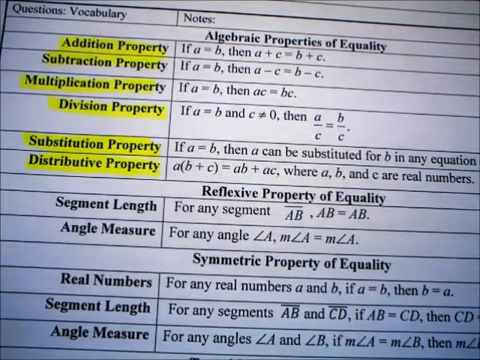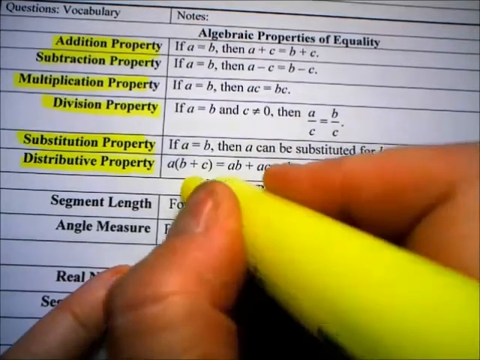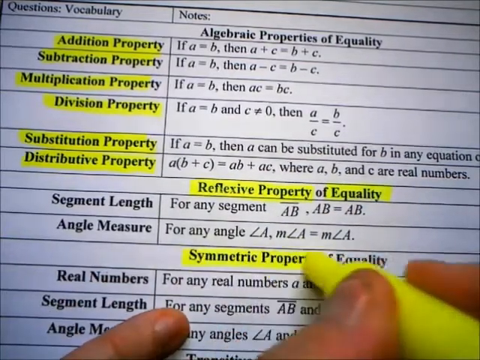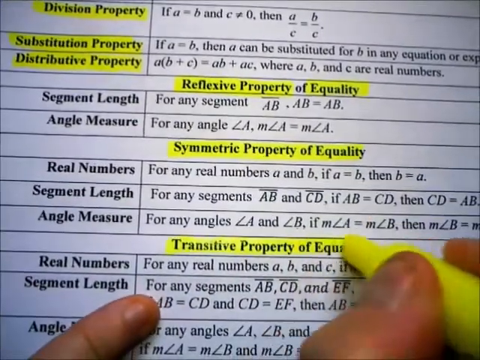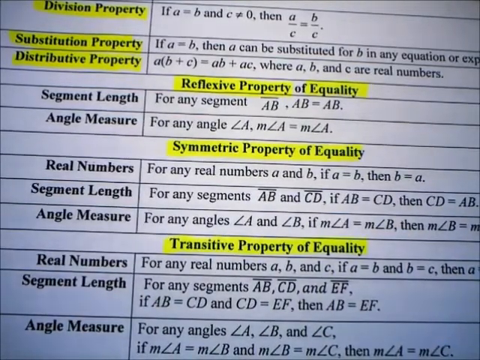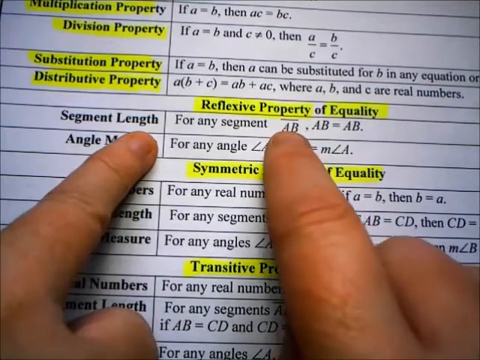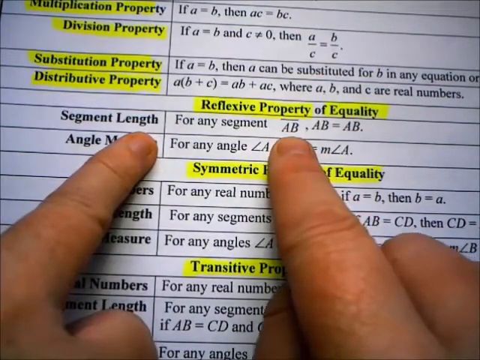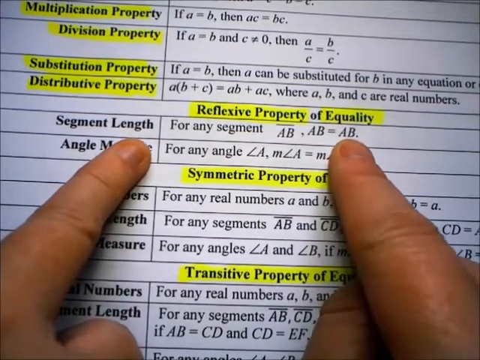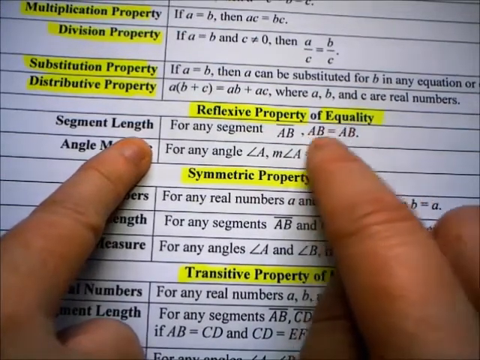When we're dealing with geometric items, such as segments or angles, we have a reflexive property of equality, we have a symmetric property of equality, and a transitive property of equality. We have three different types of properties. Inside these things, the segment length, when we say it's reflexive, means it's equal to each other, so it has to be written exactly the same on both sides, like a reflection in the mirror.